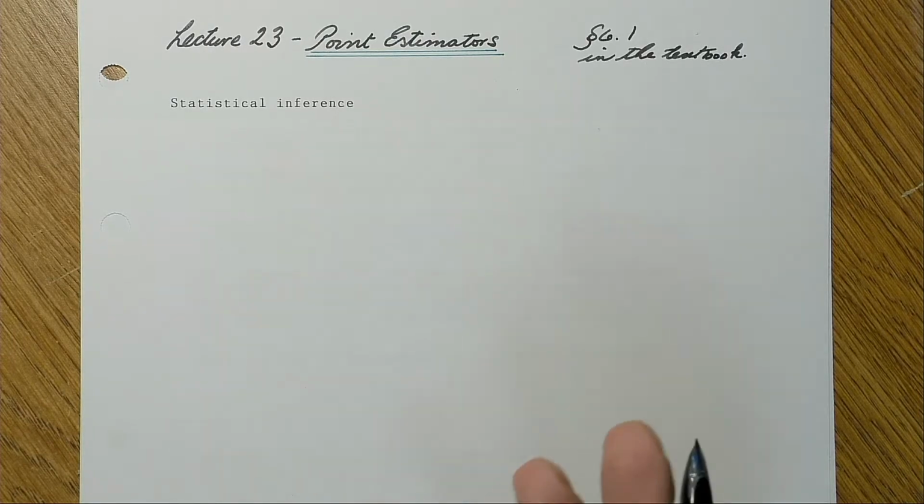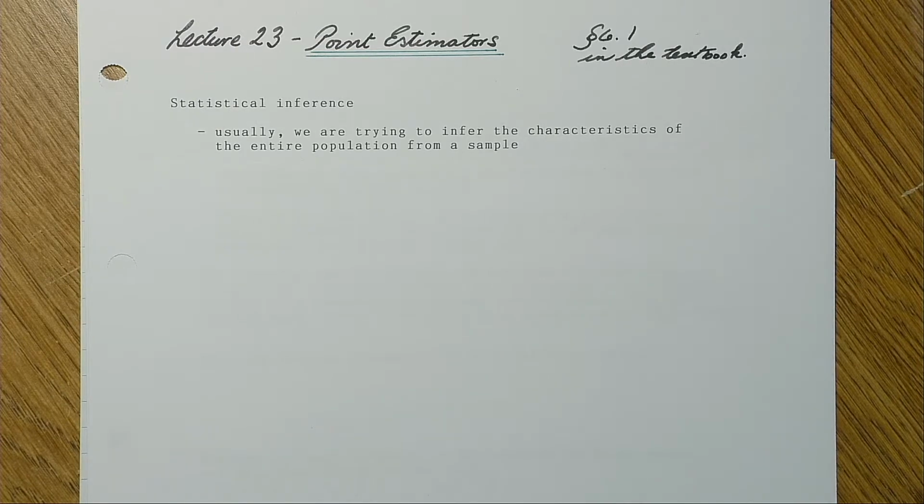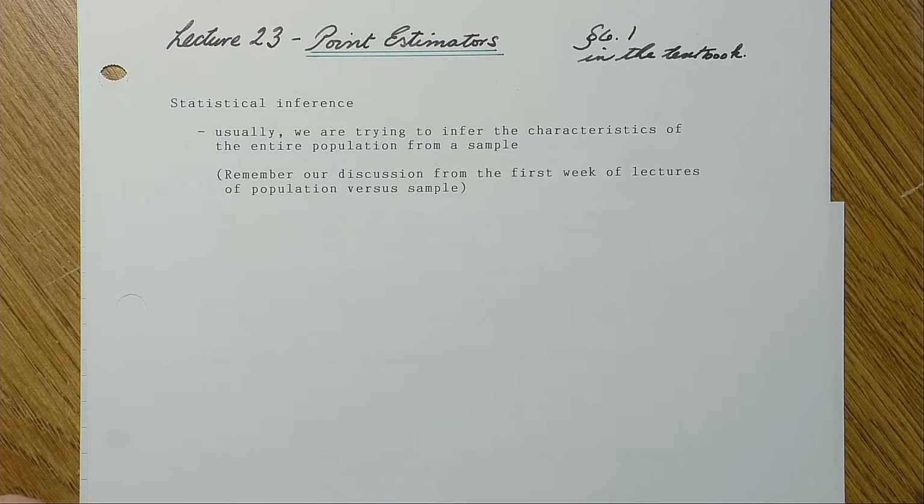So we're going to be talking about point estimators, and these are very common in statistical inference. Usually in statistics, we are trying to infer the characteristics of the entire population from a sample. So you can think of this, again, it's inference. We're starting with a very small thing and trying to extrapolate it to the entire population. And we can also go back to our discussion from the first week of lectures when we were talking about a population versus a sample.